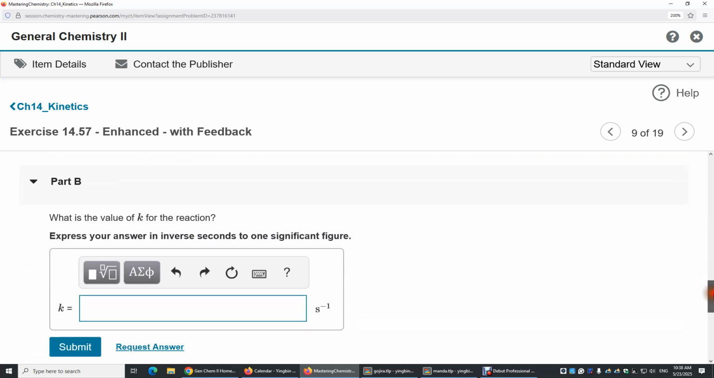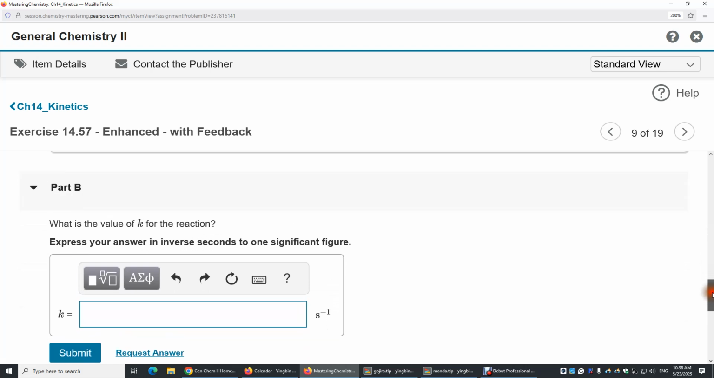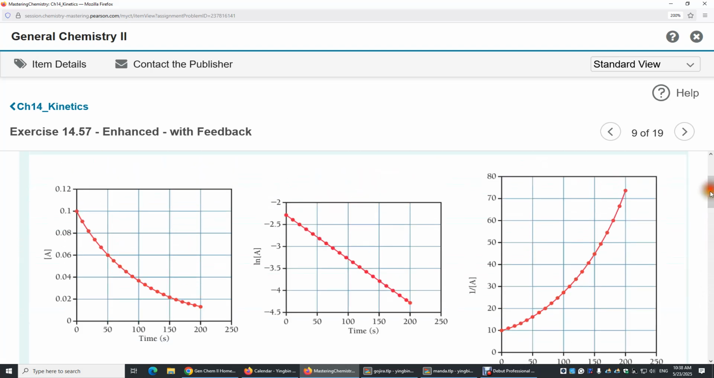And then what's the value of K for the reaction? The value of K can be obtained from this graph. ln A is linear with time, and we can determine the slope here, and the rate constant is the negative of the slope. So how do we get the slope?